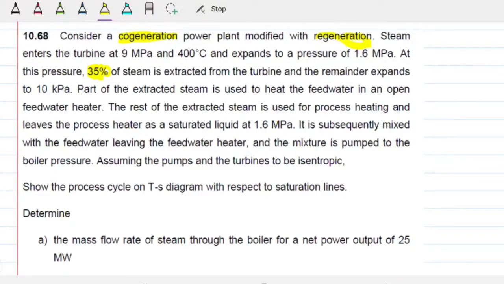Part of the extracted steam is used to heat the feed water in an open feed water heater. The rest of the extracted steam is used for process heating, and leaves the process heater as a saturated liquid at 1.6 megapascals. It is subsequently mixed with feed water leaving the feed water heater, and the mixture is pumped to the boiler pressure. Assuming the pumps and the turbines to be isentropic, we are to show the process on a TS diagram with respect to saturation lines, and we also need to determine the mass flow rate of steam through the boiler for a net output of 25 megawatts.